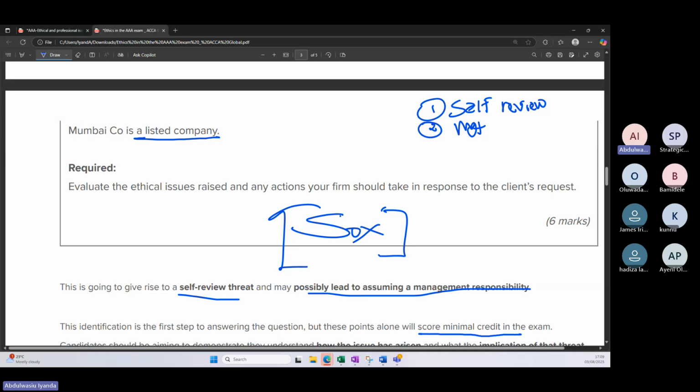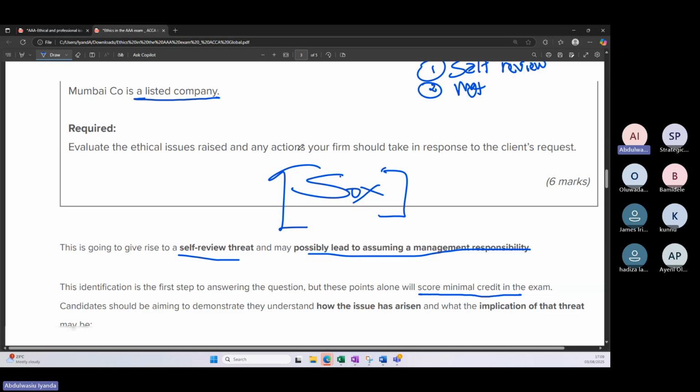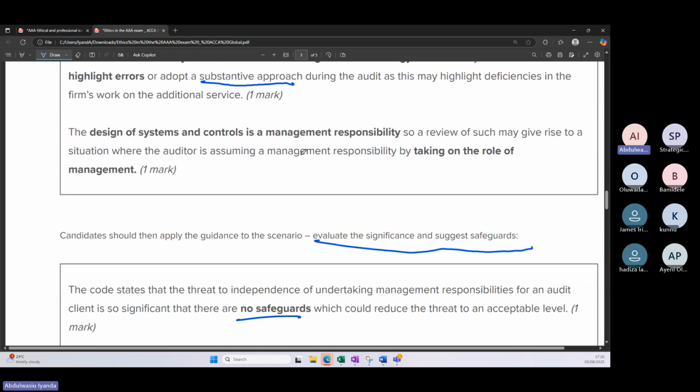Because in some jurisdictions it's possible, we call it audit related service. You can be doing the audit for them, and also supporting them in other areas. Okay, but in the US, it's not possible. Just do the audit and go. Let another firm come and do the rest.